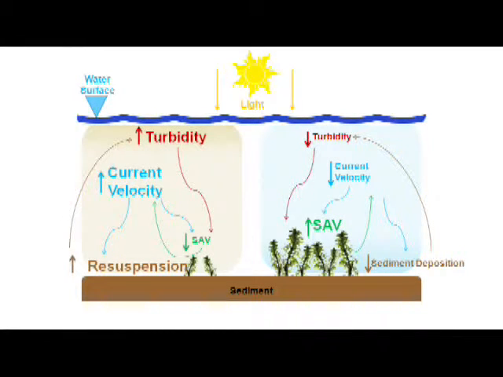So this is our conceptual model of what's happening. Under high turbidity and high resuspension conditions, you have less light penetration through the column, and you have higher current velocity and not so much invasion of these submerged macrophytes. But under lower turbidity and lower current flow rates, you have more light penetration and much higher growth, and less resuspension, more deposition.